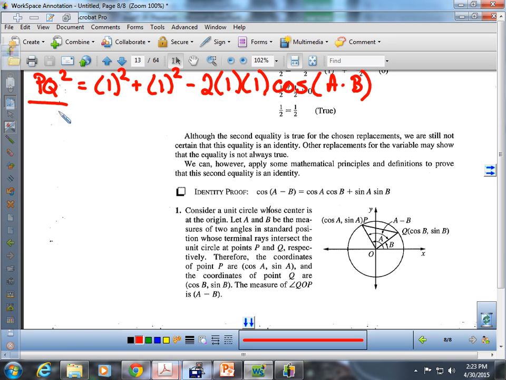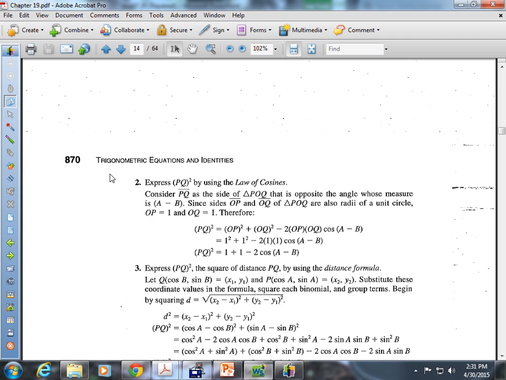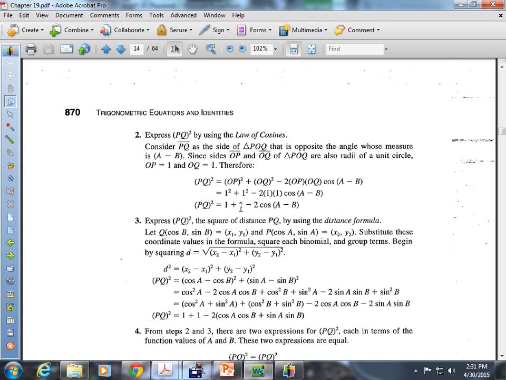Both finding PQ squared, right? Well, is that PQ squared different for the law of cosines as it was for the distance formula? It's the same side, right? Well, if I have two different things that define PQ squared, what can I do with those two different things? I can set them equal to each other, can I? Okay? So, I'm going to set these two things equal to each other.